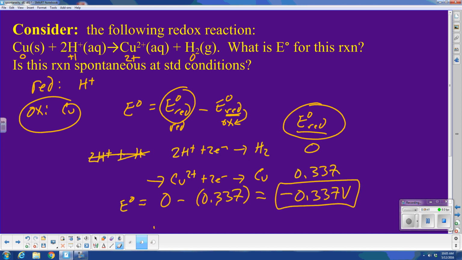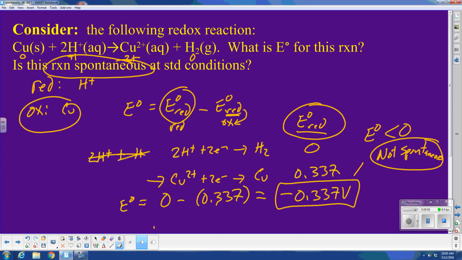Now the next question is, is this reaction spontaneous? Well, it's a piece of cake. Is this positive or negative? It is negative. My E°, in this case, is less than 0. That means it is not spontaneous. It's a forward reaction. Good. Piece of cake. All right, you guys try the next one. Bring me back when you're ready.